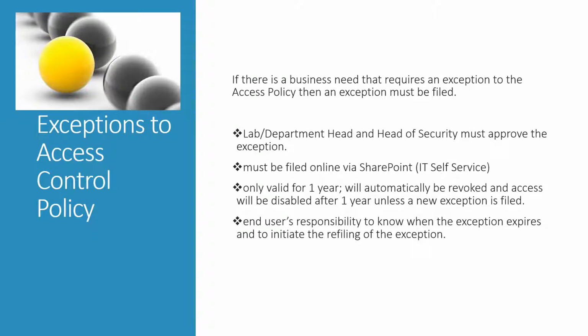Next is exceptions to the access control policy. If there is a business need that requires an exception to the access policy, then an exception must be filed. Who approves the exception? The lab department head and the head of security. It must be filed via SharePoint. Exceptions are usually valid for a year and will automatically be revoked, and access will be disabled after 1 year unless a new exception is filed. So it's the end user's responsibility to know when the exception expires and to initiate refiling of the exception.